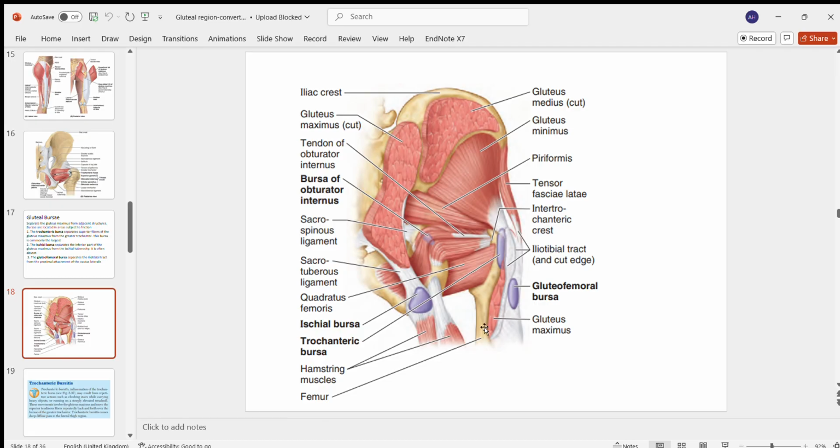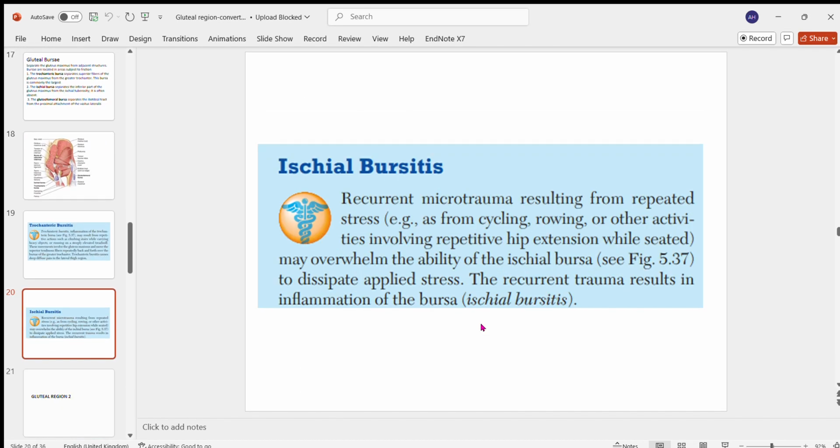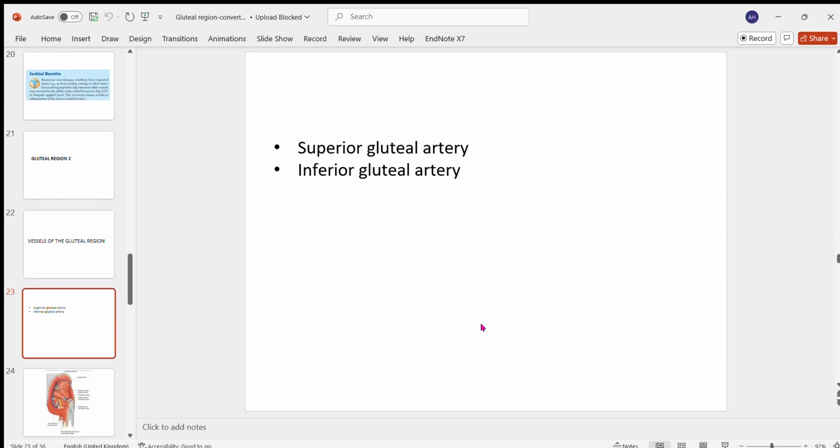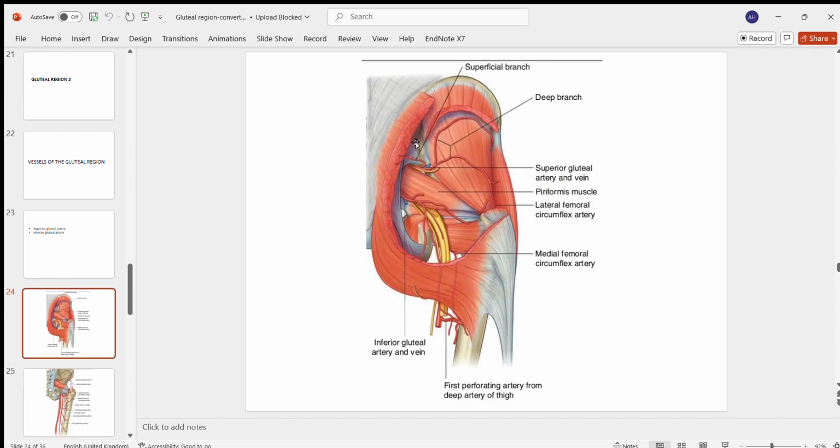These are the muscles of gluteal region. Then are the vessels of the gluteal region. We have two main arteries, the superior gluteal artery and the inferior gluteal artery. In this picture, we can very clearly see the branches of the superior and inferior gluteal arteries.